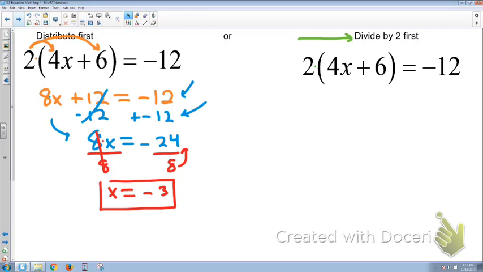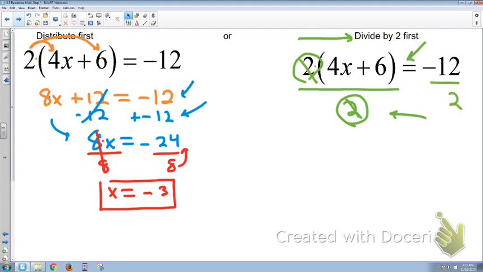So I'm going to undo this multiplication first by dividing this entire quantity by 2, but since this numerator and this denominator share a common factor of 2, they can actually just be canceled out. So that's effectively undoing this multiplication by 2. I have to just do the same thing to the other side. And so the 4x plus 6, and now I'm not going to write the parentheses because I don't need them anymore, is equal to a negative 6, right? Because a negative 12 divided by 2 is a negative 6.